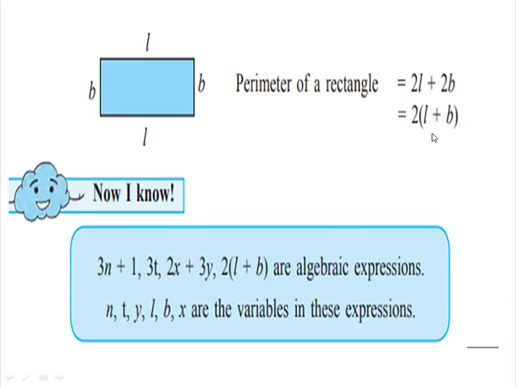Now in all these examples, 3n plus 1, 3t, 2x plus 3y, 2 into length plus breadth, these are all algebraic expressions. In all these algebraic expressions, the alphabets that are used are all variables. In the first expression, n is the variable. In the second expression, t is the variable. In the third expression, x and y are the variables, whereas in this expression, l and b are the variables. Why are we calling them variables? Because their values are changing.